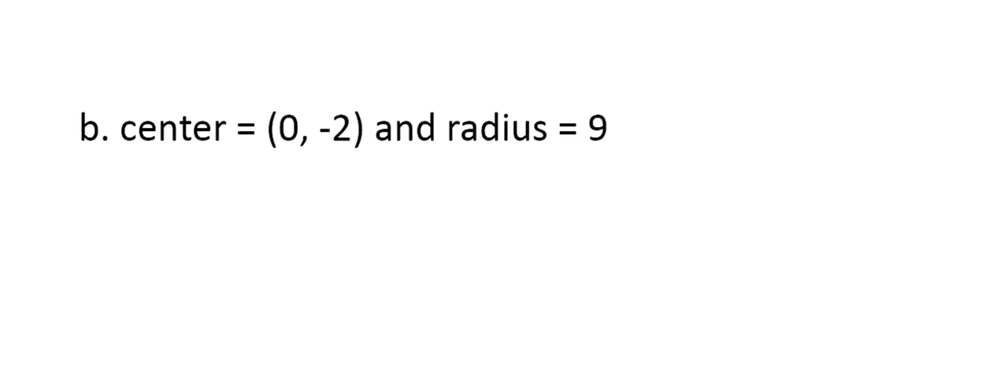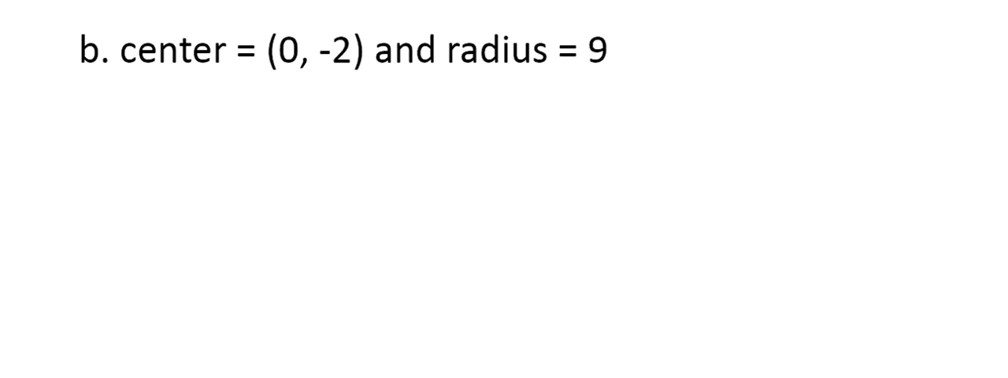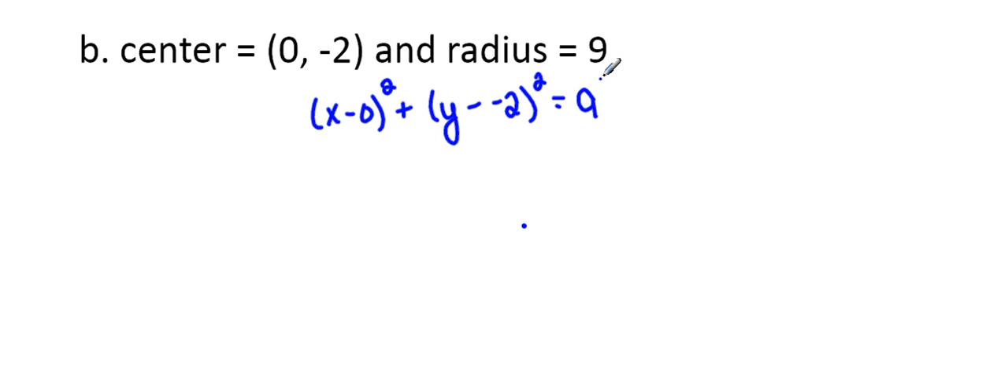All right, the next one is very similar. It says write the equation of a circle whose center has coordinates (0, -2), and whose radius is of length 9. So once again, I'm simply going to plug into my formula: (x minus 0) quantity squared plus (y subtract -2) quantity squared equals 9 squared.